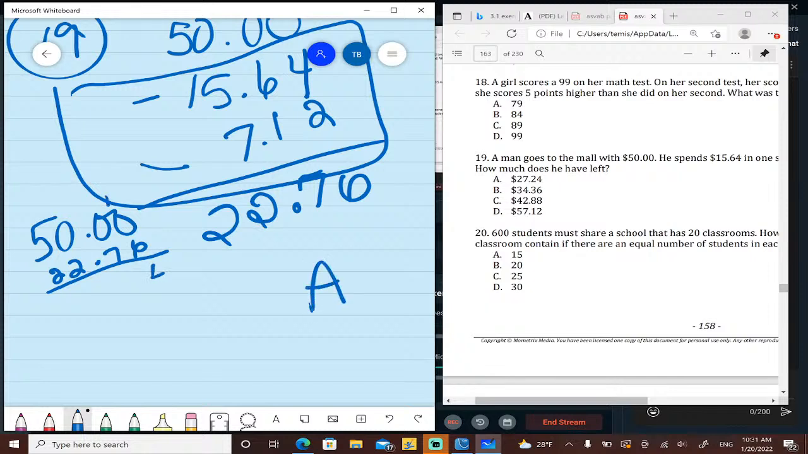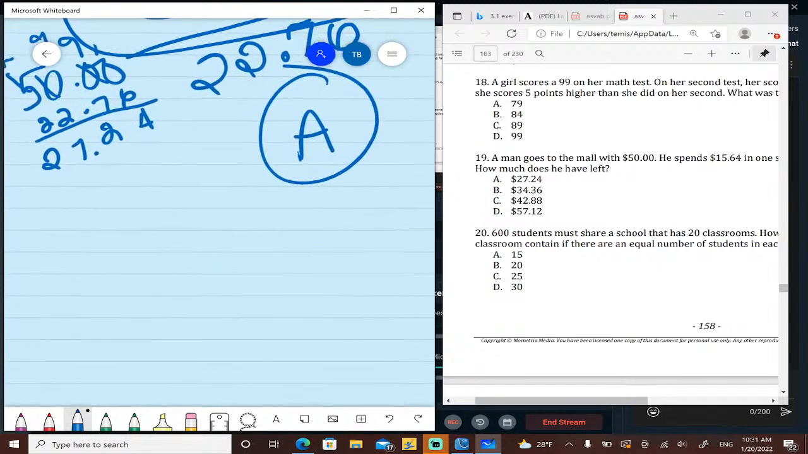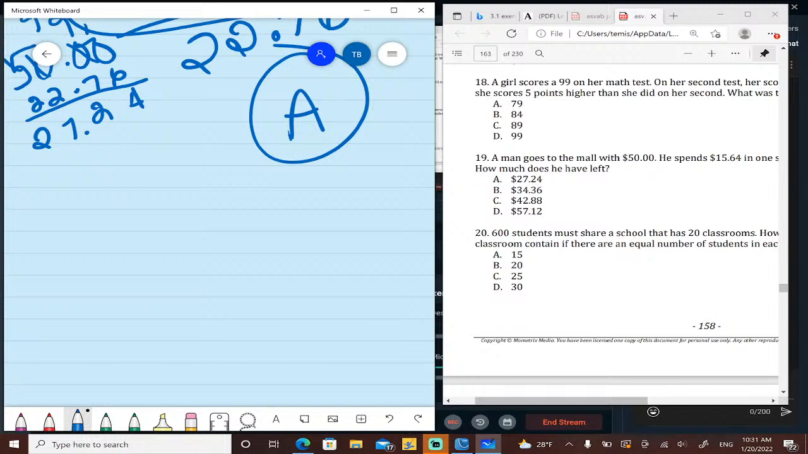10 minus 6 is 4. Change that to a 9. And that's 2. Change that to a 9. That's 7. Change that to a 4. And that's 2. $27.24. Don't spend too much time on these problems, because the next problem could say something like, what's 1 plus 1? And if you spend all your time doing the ones above it, you wouldn't even get to the easy problem.